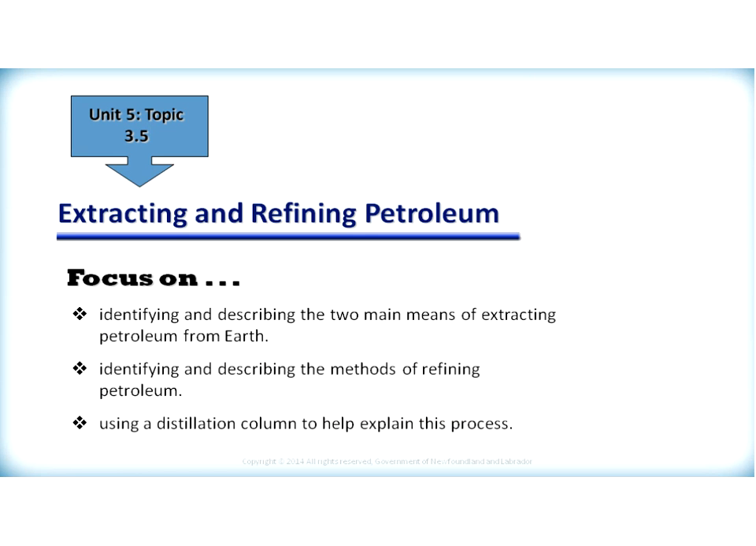Unit 5, Topic 3.5. This topic will look at extracting and refining of petroleum. We will focus on identifying and describing the two main means of extracting petroleum from Earth. We will also focus on identifying and describing the methods of refining petroleum, and focus on the distillation column to help explain this process.